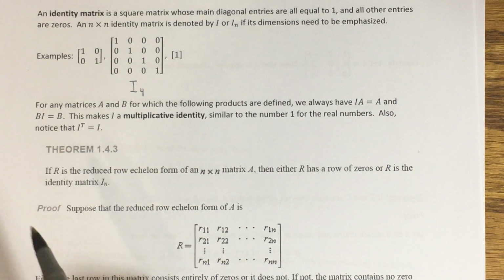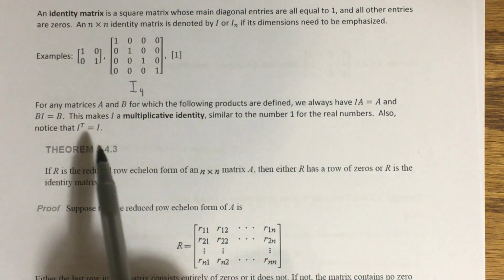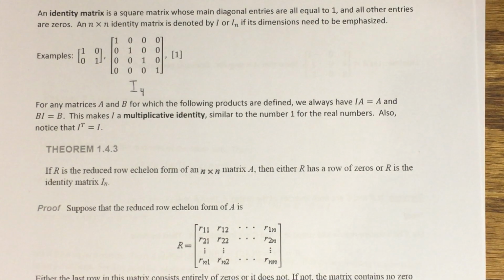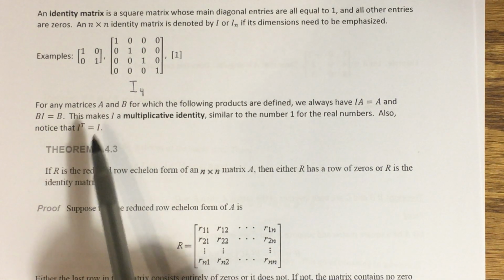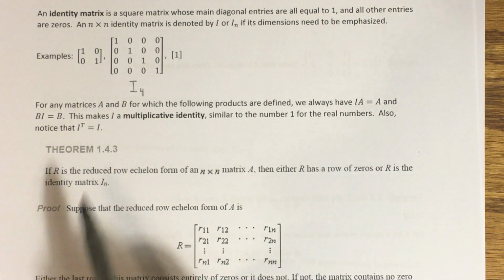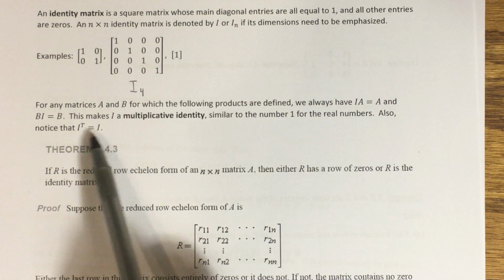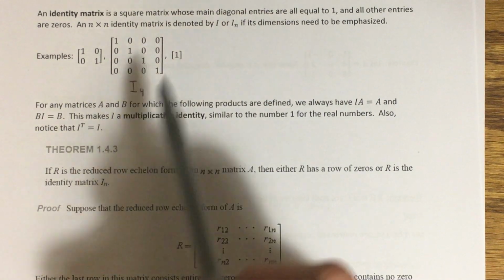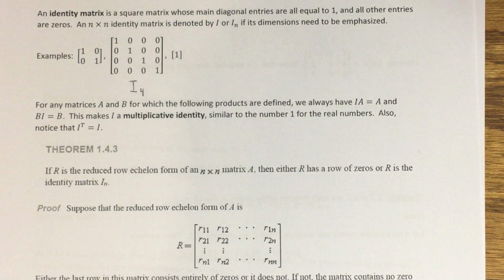An important fact about identity matrices also is that they're equal to their own transpose. I had hinted at this before. Matrices that are equal to their own transpose are called symmetric matrices, and we'll talk about those in section 1.7. But this is an important property that we're going to use in a proof or two, the fact that the identity matrix is equal to its own transpose. See if you can see why that's the case here.